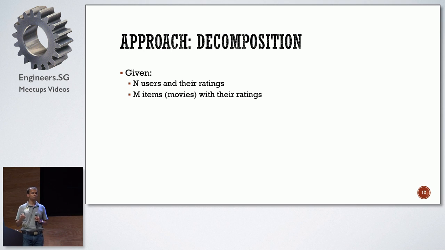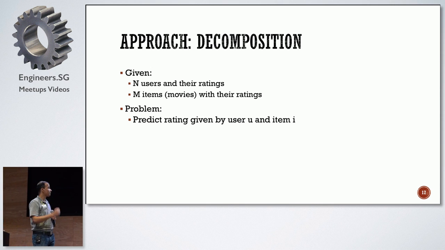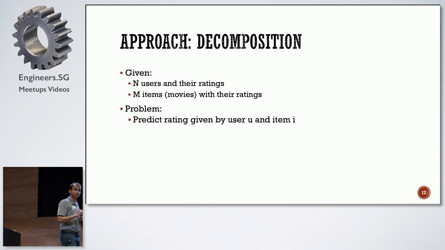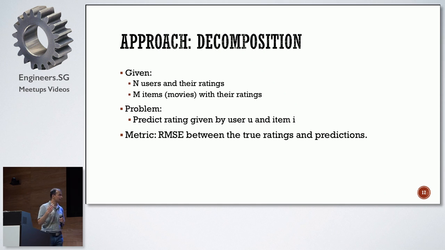There is also a larger data set, which is 20 million, and even larger ones available for us to test. But we will take the 1 million data set. The problem here is to predict the rating given by a user U for a particular item I, where item I is the movie. We have close to 6,000 users who have rated 3,000 movies on a rating scale of 1 to 5. We would use an RMSE between the true ratings and the prediction, and we will see how this pans out.